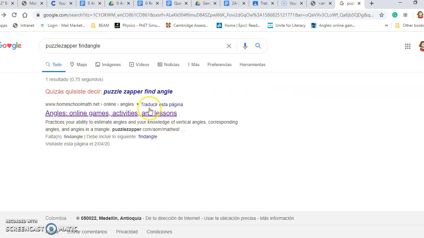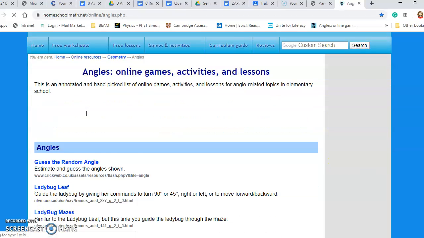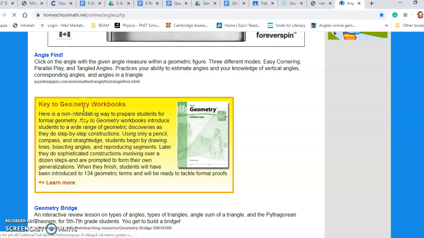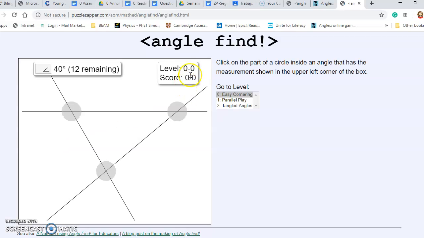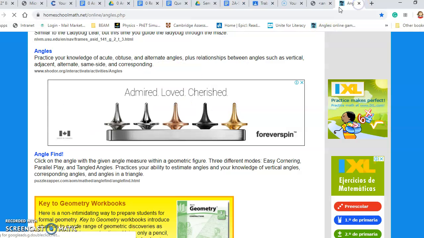It's the only option because find angle, it's together. It needs to be together. And then you can click in them and you're going to find angle. Then you click in there and it's going to appear.